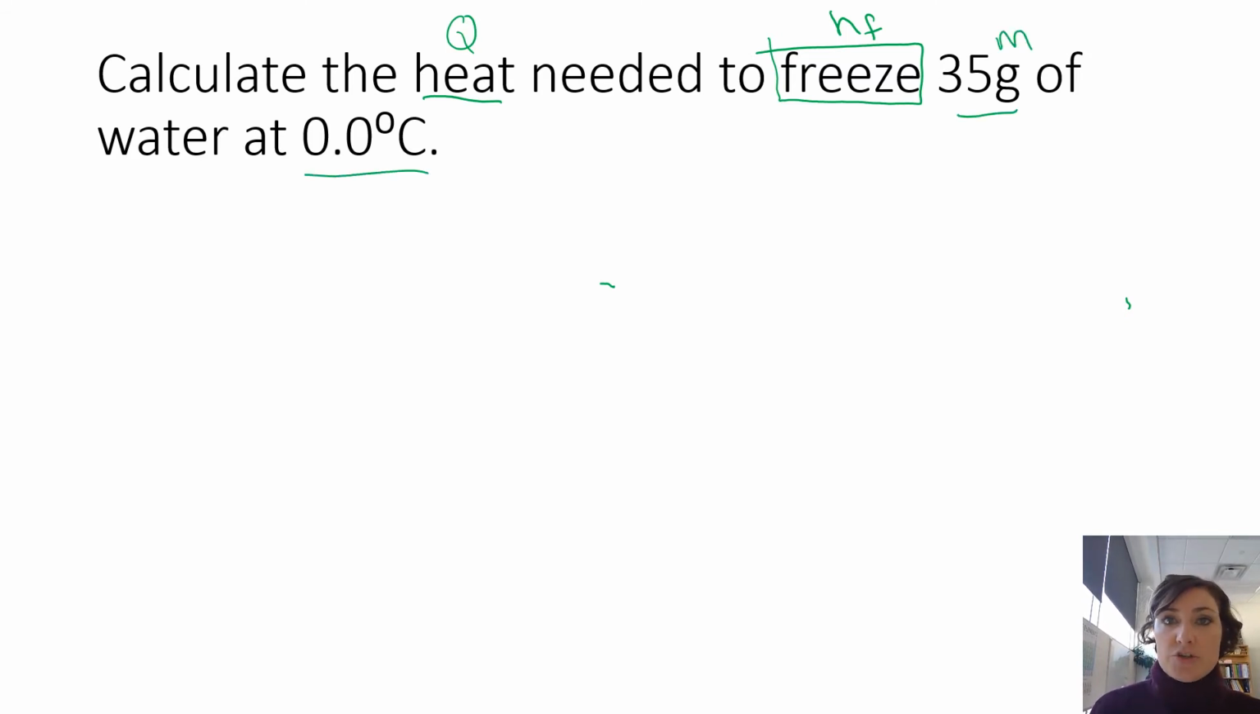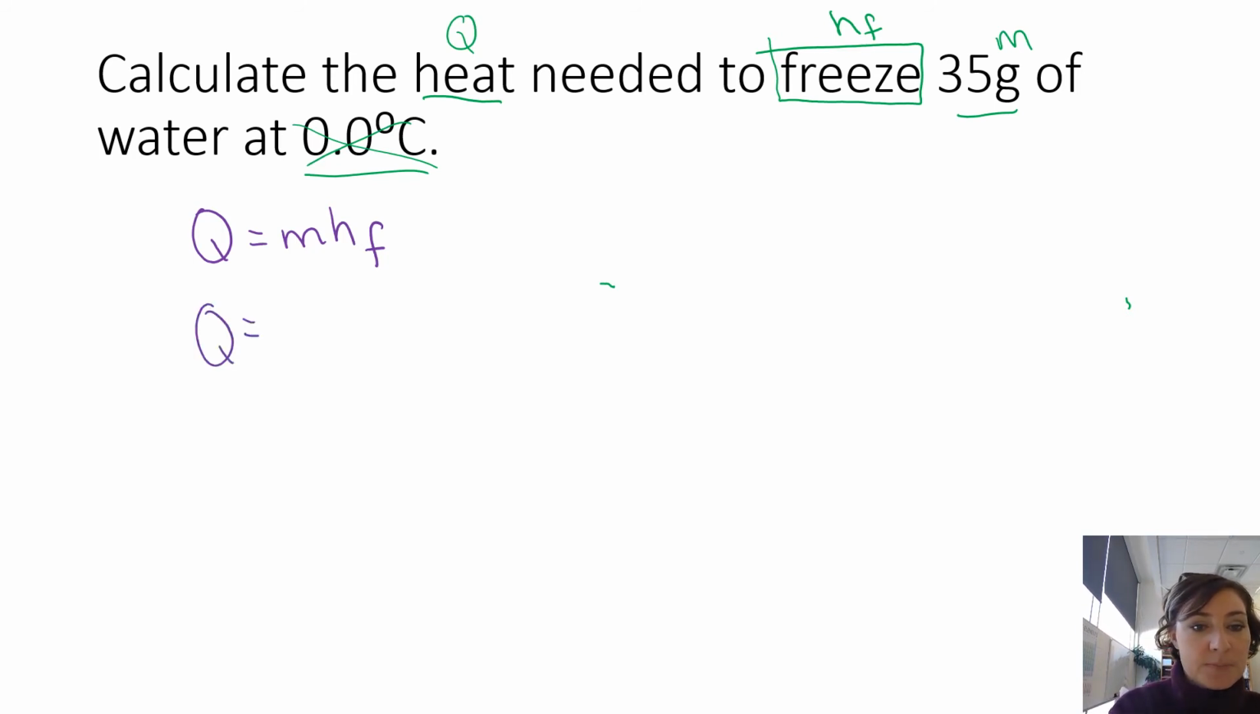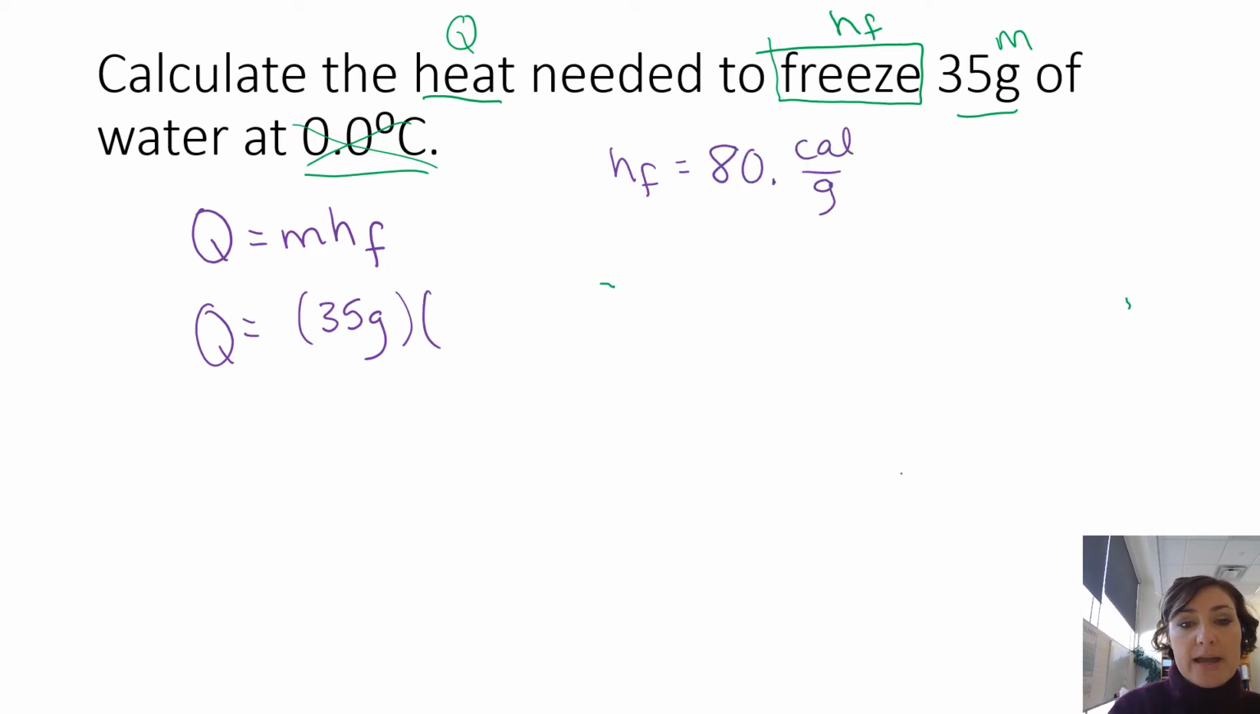Now, they did give me a temperature. However, this is kind of tricky because they didn't give me a second temperature. So there's no delta T here. There's no change in the temperature value. So I can consider this extraneous information. It's extra stuff that I just don't need. So because I saw the word freeze, I'm going to set up a heat of fusion problem. So Q equals M HF. I've identified my mass as being 35 grams. I'm going to go ahead and plug in 35 grams. And I know that my heat of fusion is a given value, and that is going to be 80 with a decimal calories per gram. So I'm going to go ahead and plug that number in here.